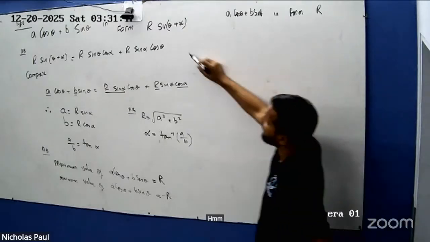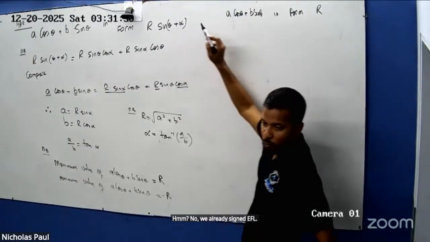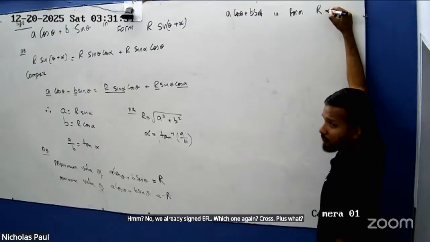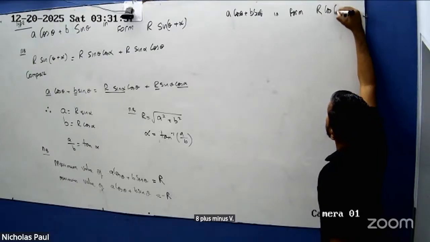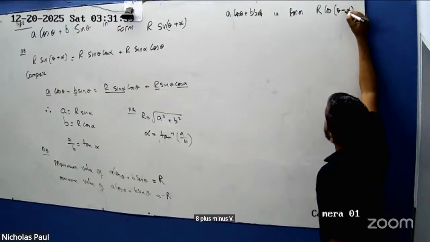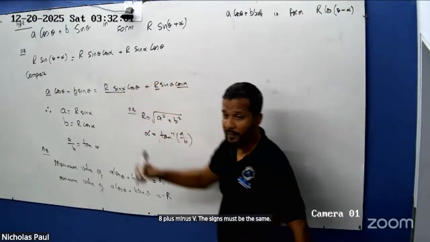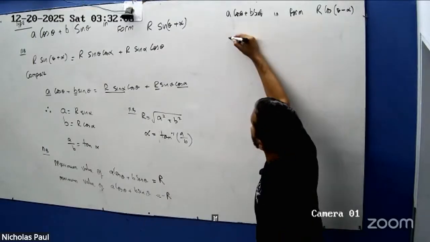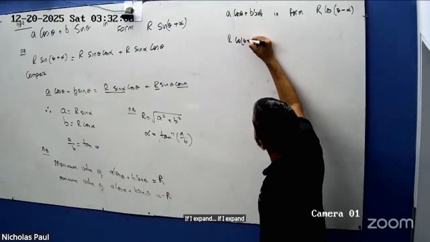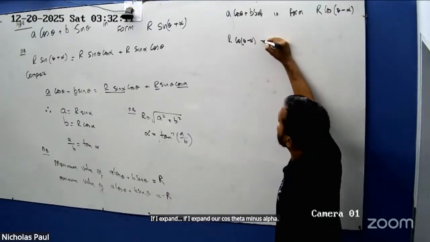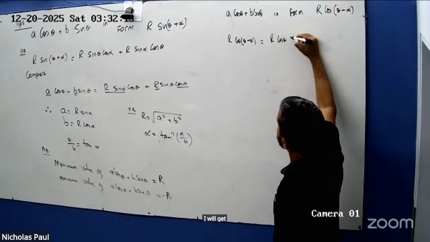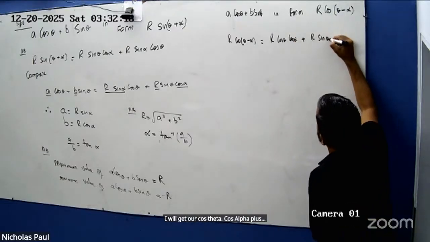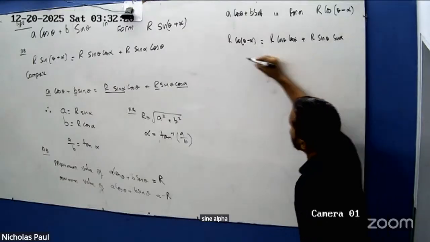No, we already used sine A plus B. Which one again? A plus B, A minus B. The signs must be the same, right? So let's see if it will work out. If I expand R cos theta minus alpha, I will get R cos theta cos alpha plus R sin theta sin alpha.